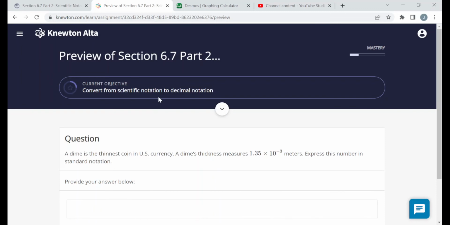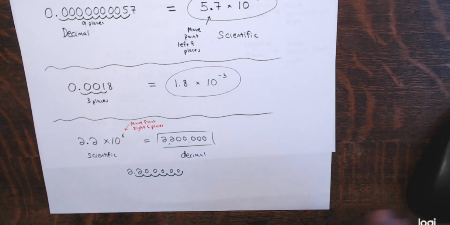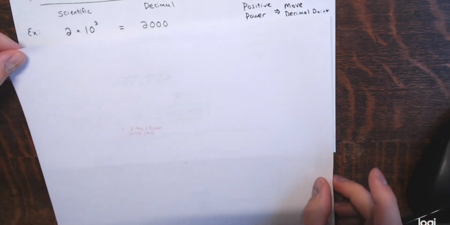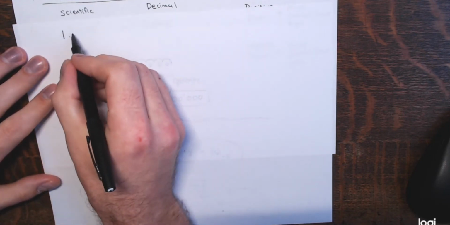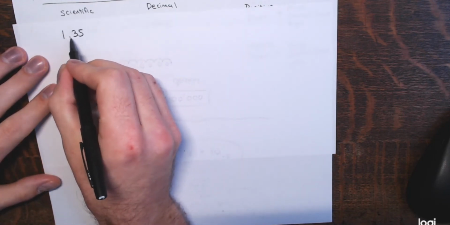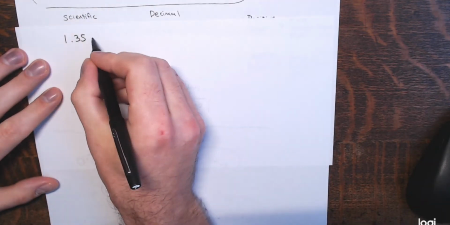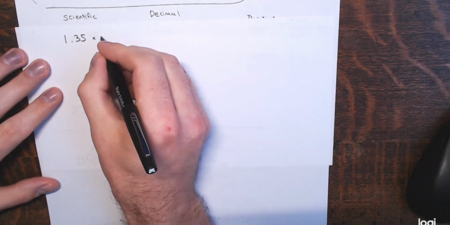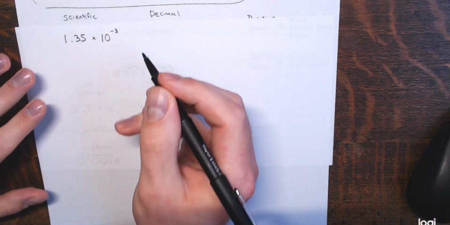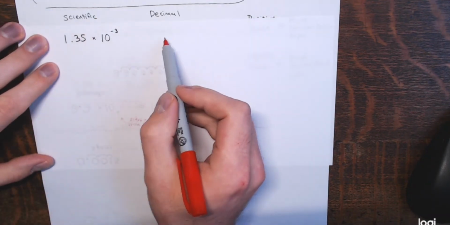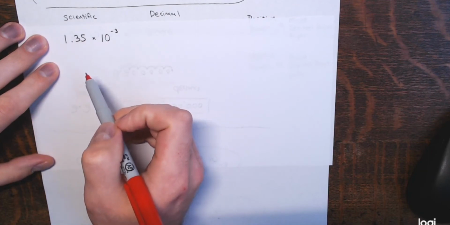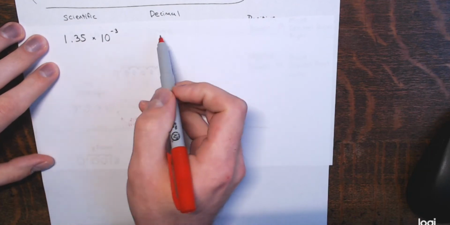All right, so another one of these. So here I have 1.35, some number from 1 to 10, times 10 to the negative third power. Right, and that's in scientific notation. We want to change to decimal. Just move the decimal point. What would be the equivalent number to this?